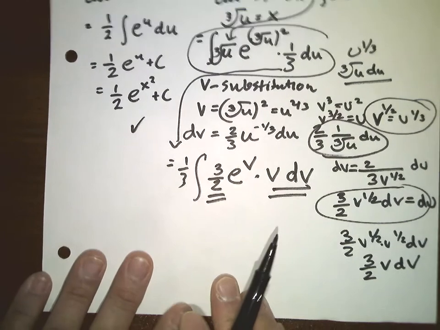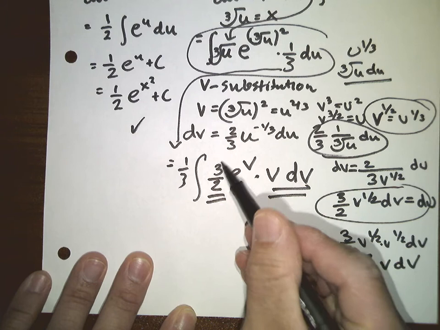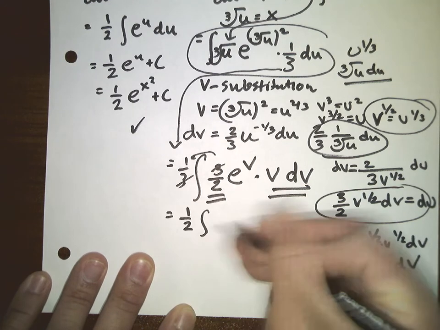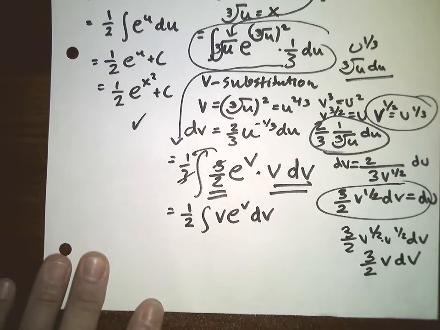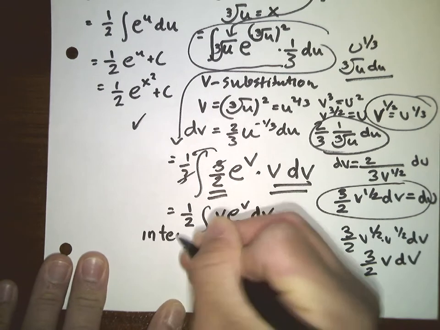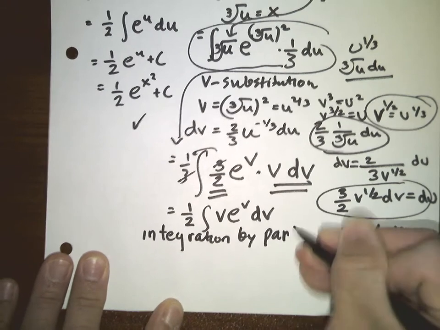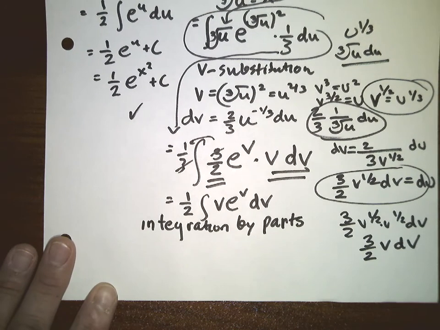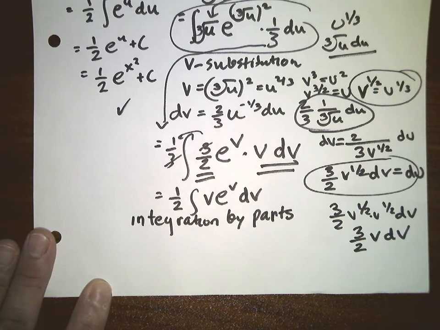So now what I would do is bring the 3/2 out, so the 3's divide out. So I have 1/2 integral of, I'll write v e to the v dv, and then I would use integration by parts. Only then would I get to the part by integration by parts. So it is an integration by parts problem, but it requires a double substitution before that.